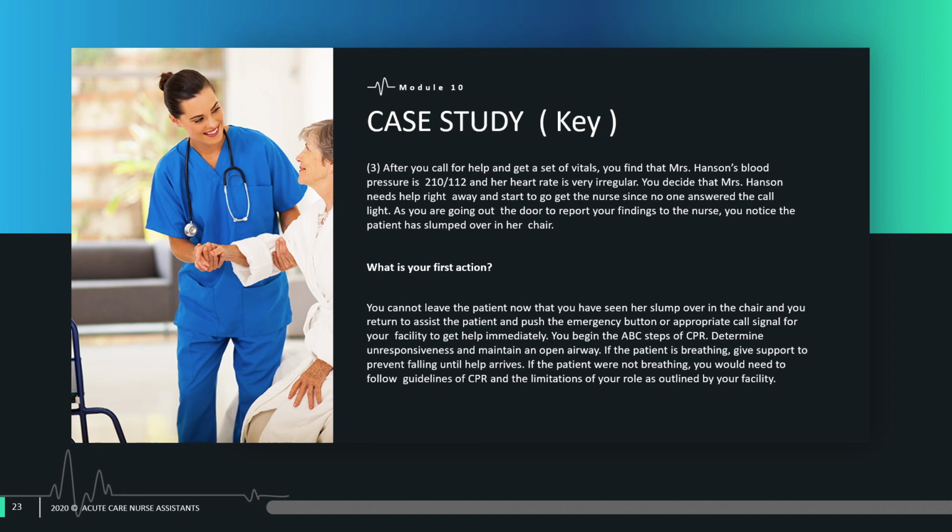You cannot leave the patient now that you have seen her slump over in the chair, and you return to assist the patient and push the emergency button or appropriate call signal for your facility to get help immediately. You begin the ABC steps of CPR. Determine unresponsiveness and maintain an open airway. If the patient is breathing, give support to prevent falling until help arrives. If the patient was not breathing, you would need to follow guidelines of CPR and the limitations of your role as outlined by your facility.